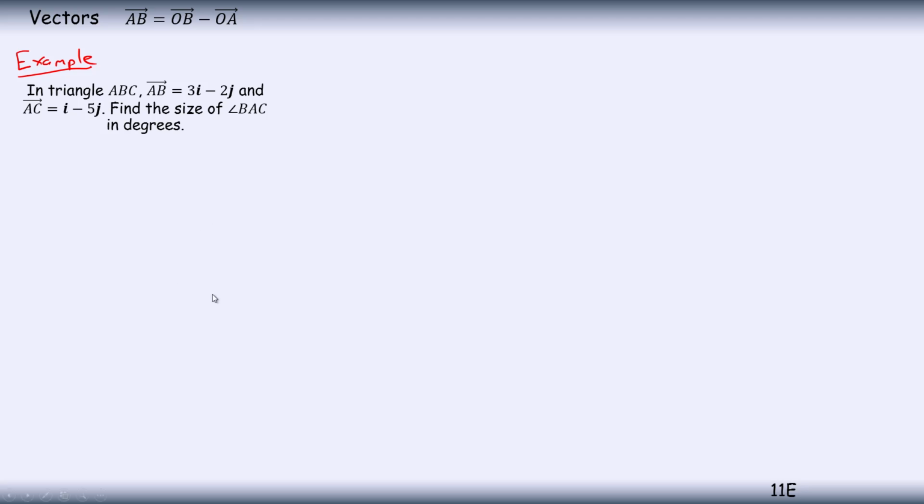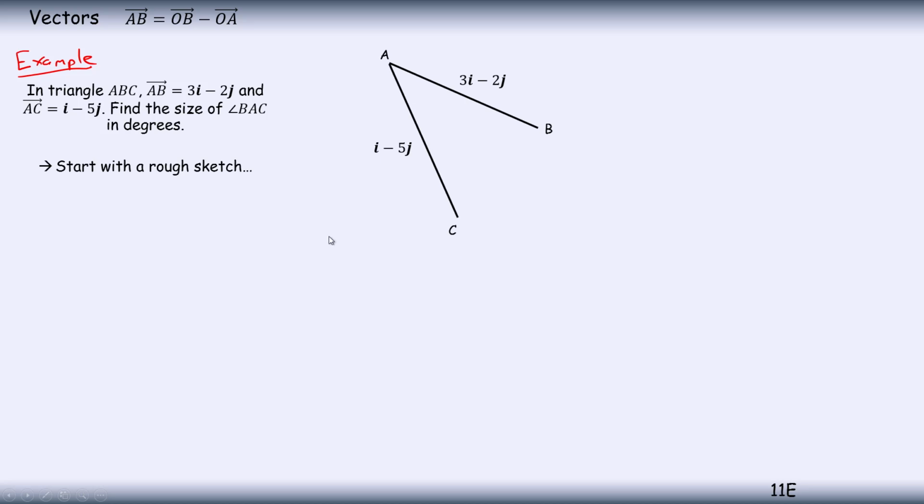So let's have a sketch of the diagram. AB is given like 3i, so 3 across and 2 down. And then AC is given by i minus 5j, so 1 across and then 5 down. So that's a quick sketch, and then we can join B to C, and they want us to find the angle A, BAC, so the angle here. That's what we're looking for.